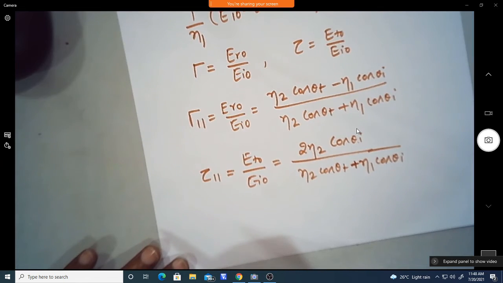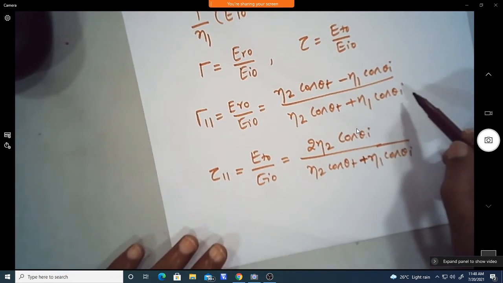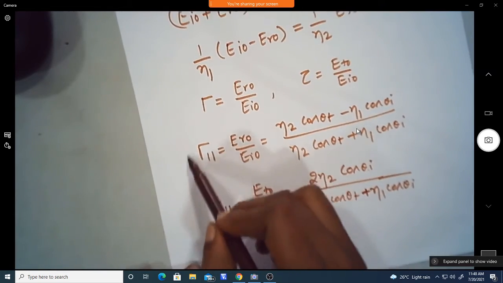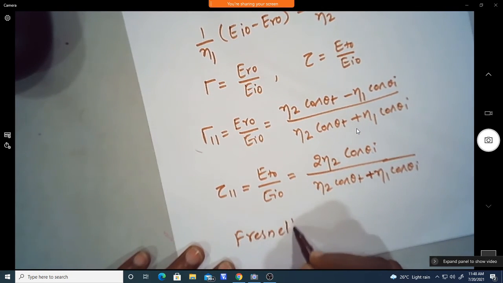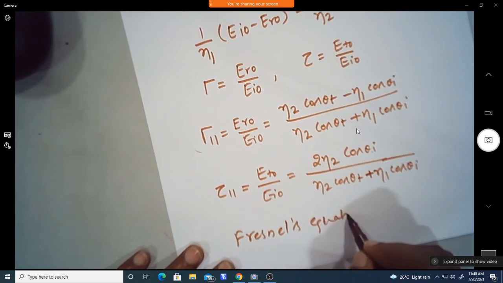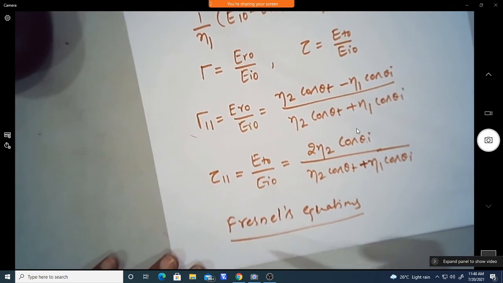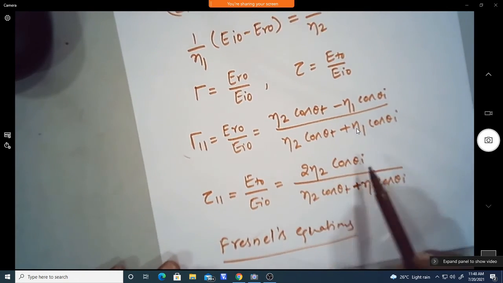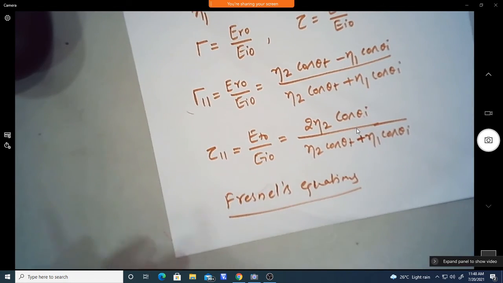Now all these equations, gamma parallel and tau parallel, we will call Fresnel's equations. Fresnel derived the equations for parallel polarization, so that's why these equations are called Fresnel's equations. And wherever these angles become 0, they convert into the case of normal incidence.